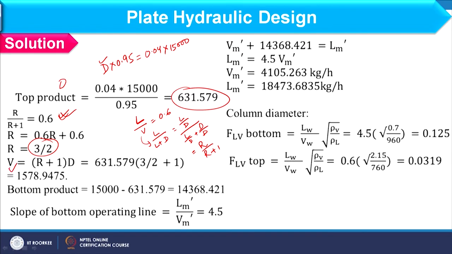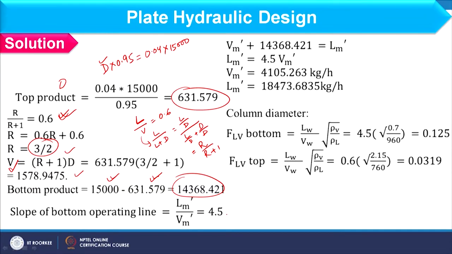And so, we can calculate vapor flow rate in top section. That should be (R plus 1) into D, so the value should come as 1578.9475 kg per hour. Now, if you see, total feed available to us is 15,000, from which this much we can recover through distillate. So, this much we can obtain as bottom product. Okay.